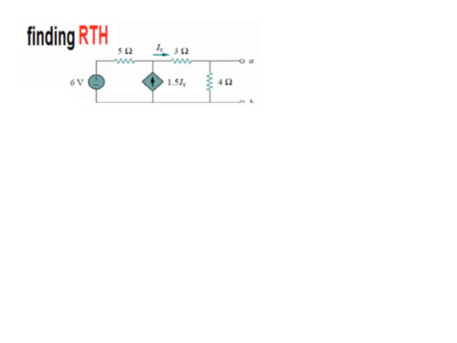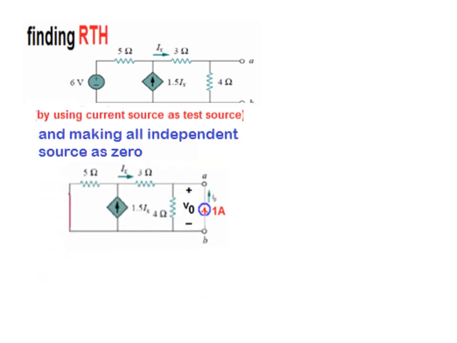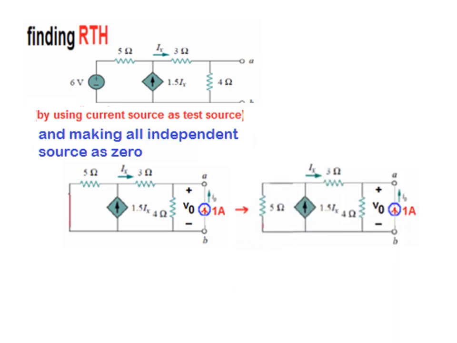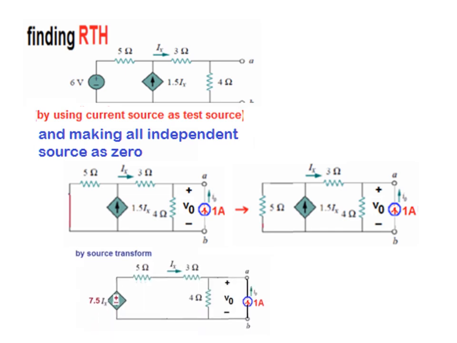Now we need to find R Thevenin. Again we have three choices: by connecting a 1 volt test source, or by connecting a 1 ampere test source, or by short circuiting. So we are using a 1 ampere current source, and we have eliminated the independent voltage source by short circuiting. So this circuit is the same. Now we are using the source transformation technique.